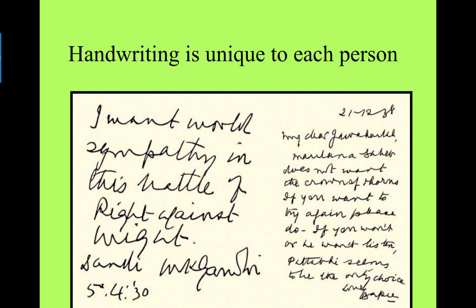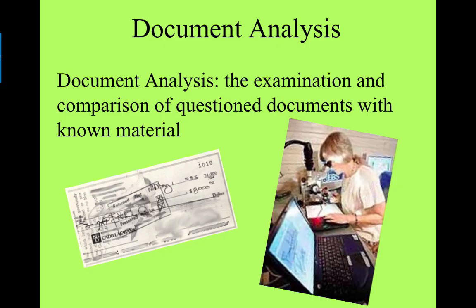So for question 1, based on your previous knowledge, what type of evidence would handwriting be considered? You might want to pause and review the evidence types now. You should recall, since it's unique to each person, handwriting analysis would be considered individual evidence like fingerprints and DNA.